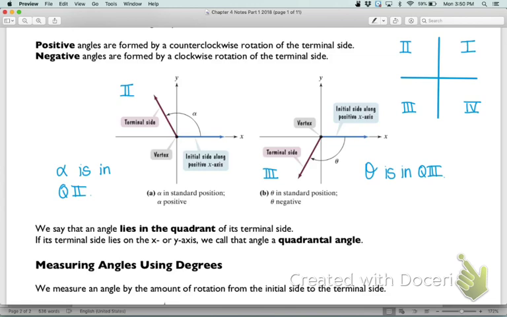Okay. If your angle happens to land on the axes, so not in between, but so here's my initial side, let's say. And let's say that I rotate all the way around and stop right here. So that would be a 270-degree angle. But since it landed in between quadrant 3 and quadrant 4, we call this a quadrantal angle. And we would say that it landed on the negative y-axis, is how we would describe its location. Okay, and again, that's called a quadrantal angle.